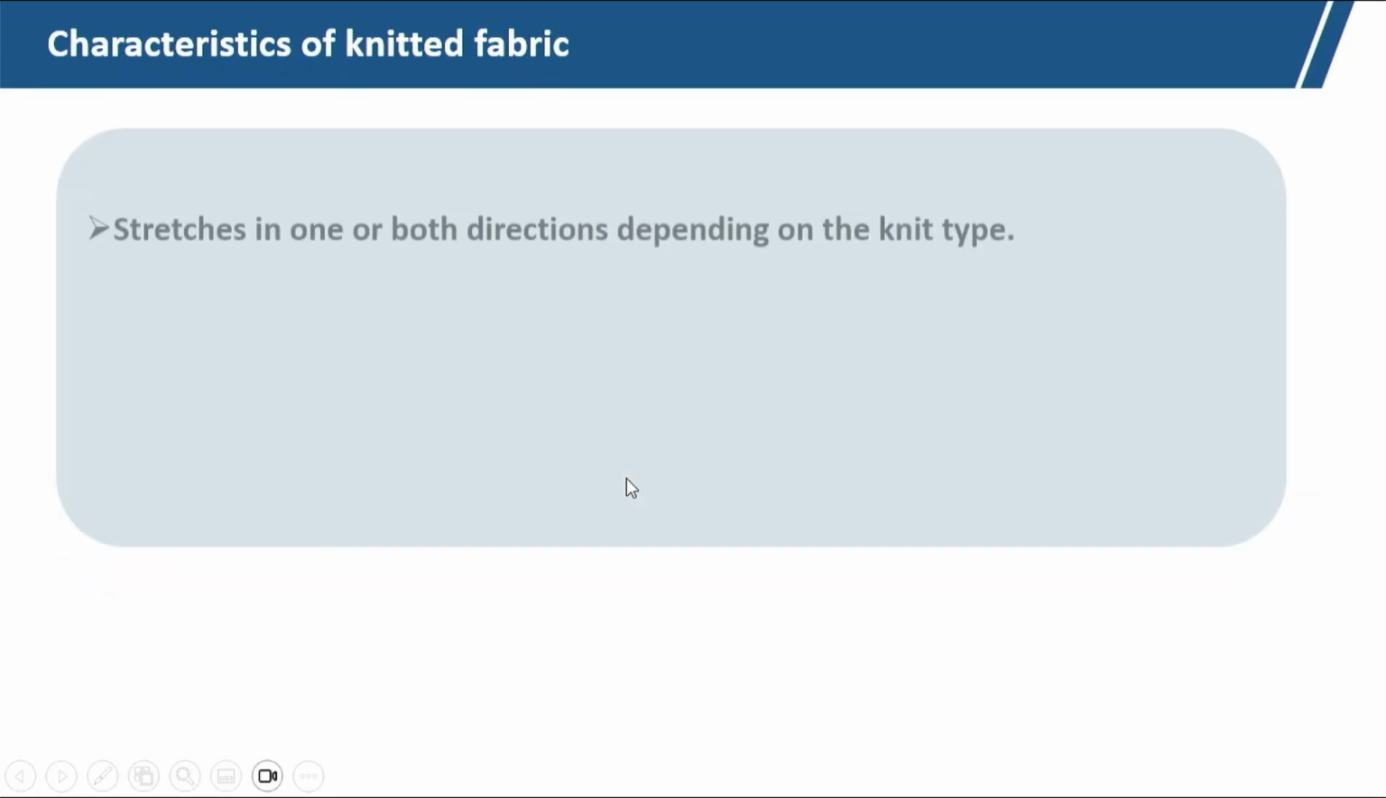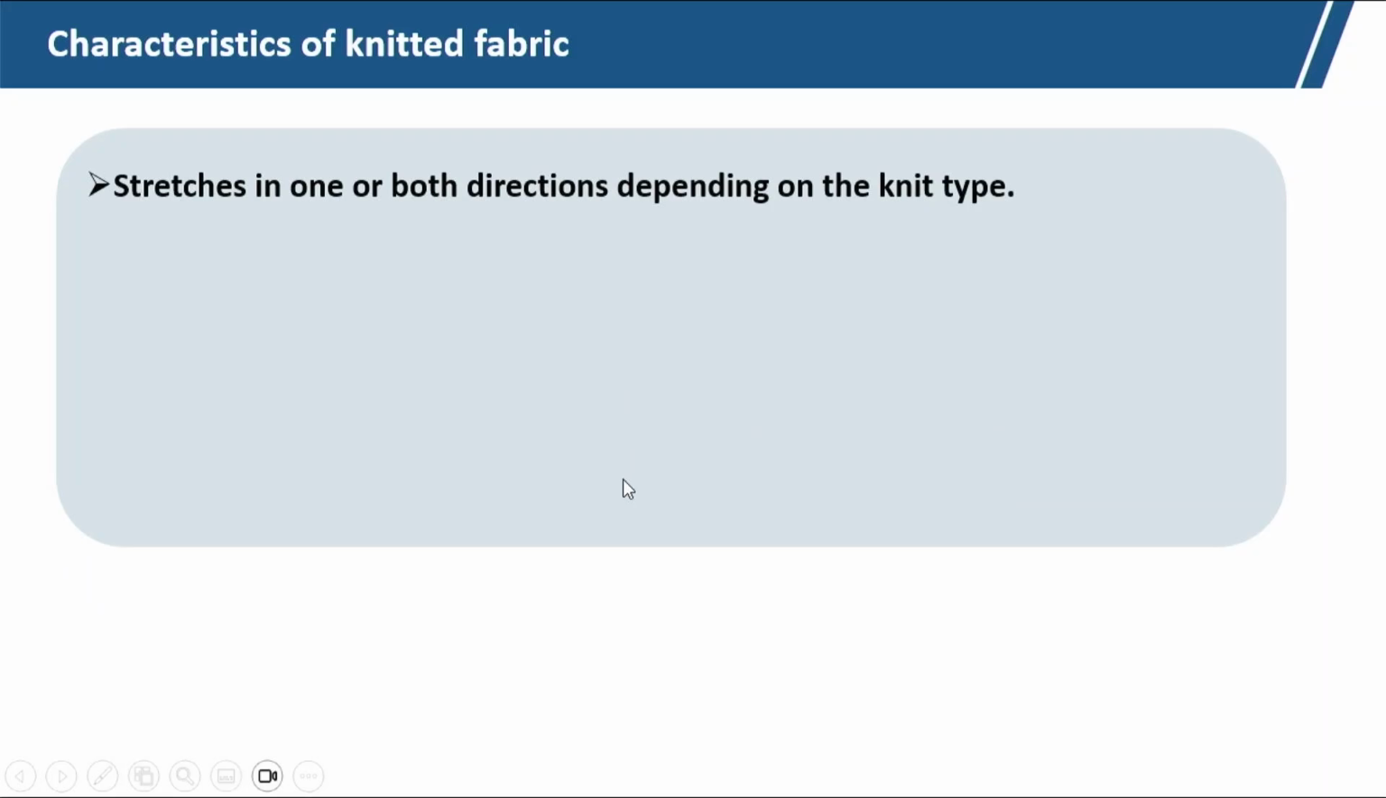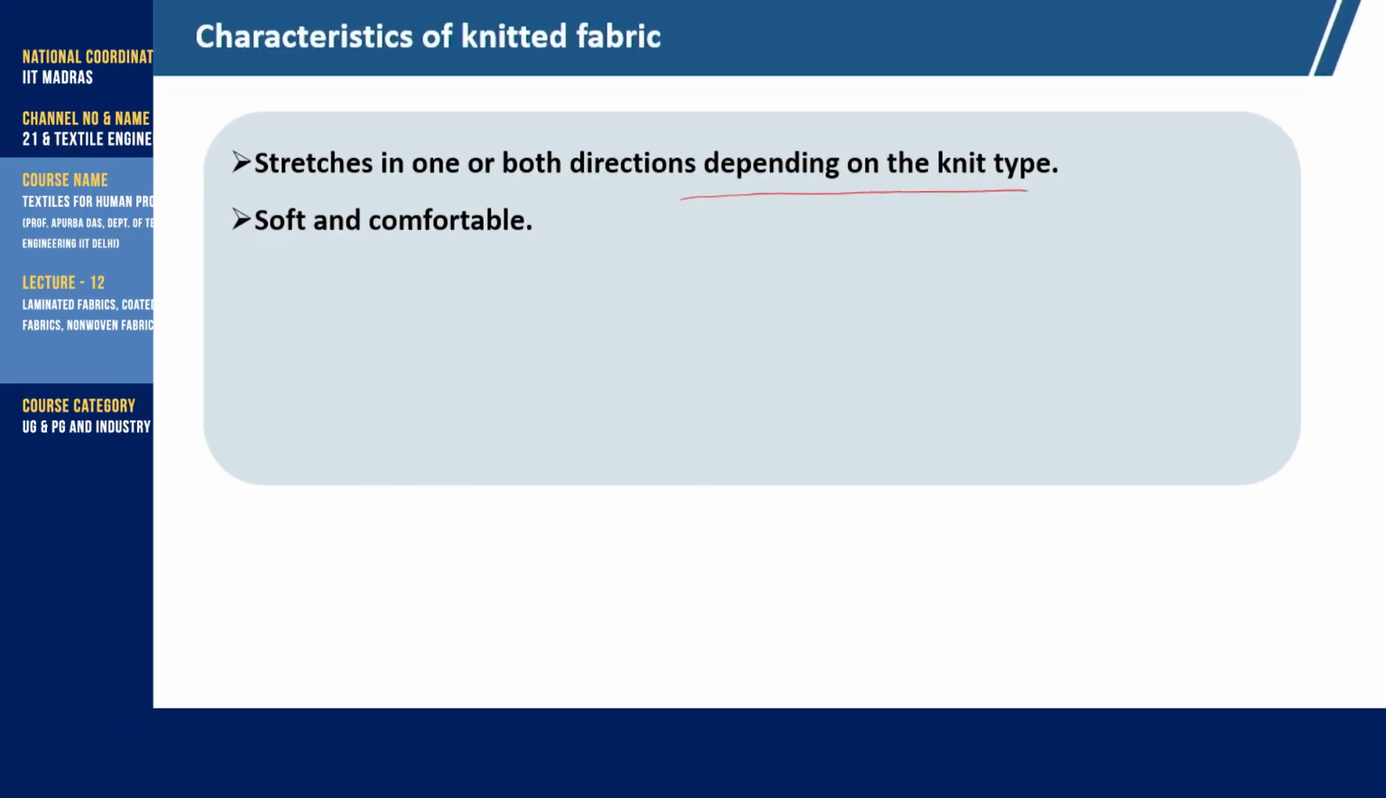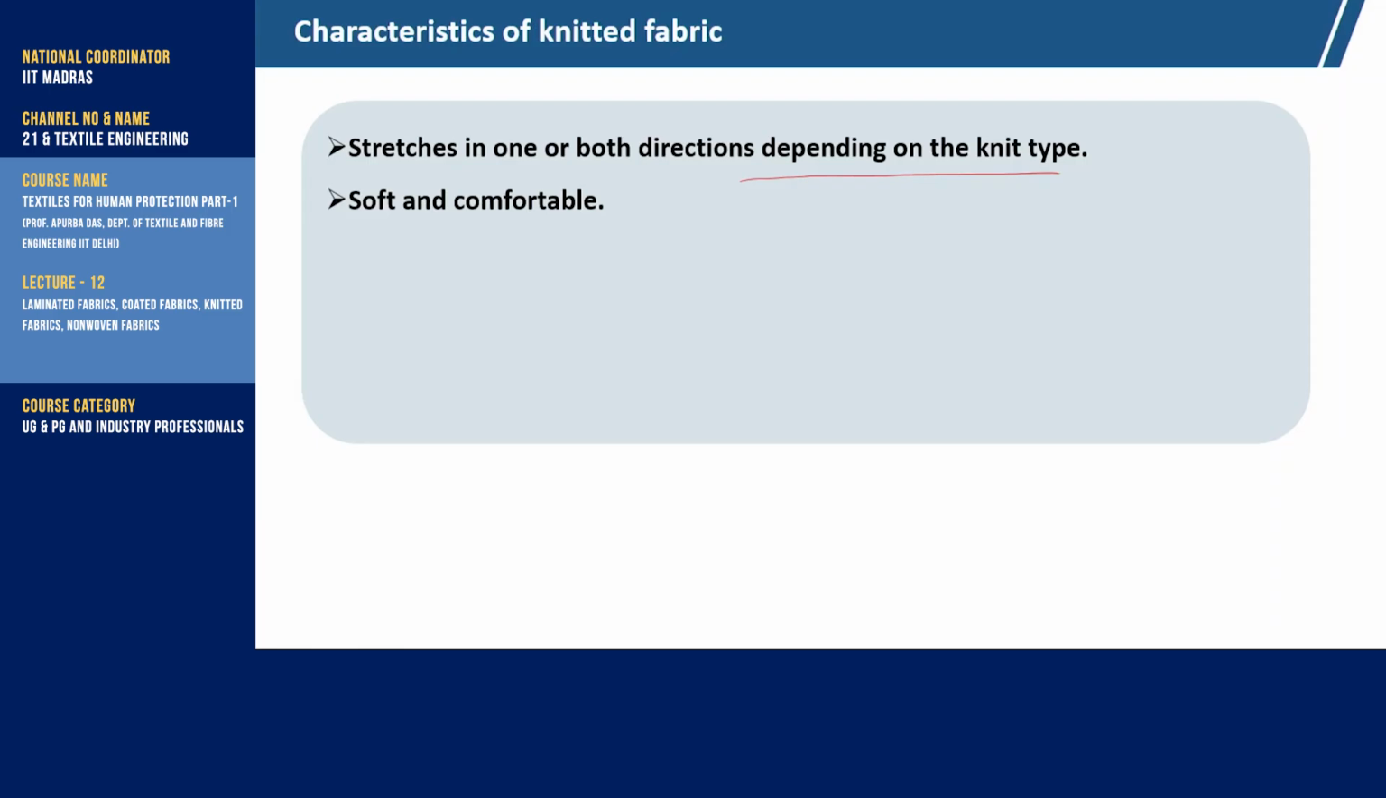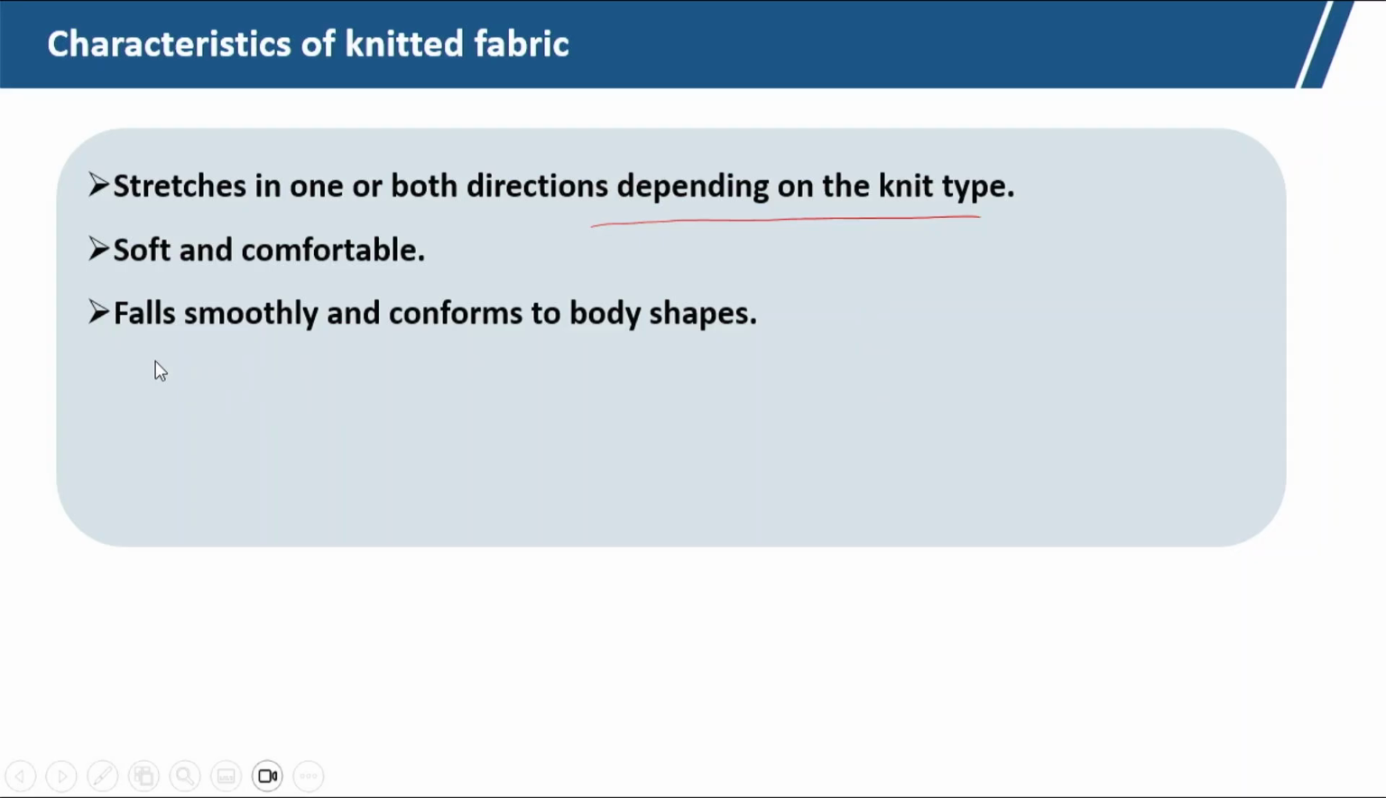Now, if you see the characteristics of knitted fabrics: they stretch in one or both directions depending on the knit type, and are soft and comfortable. As we have discussed earlier, for protective textiles where we need comfortable, soft and flexible fabric, knitted fabrics can be used wherever possible without sacrificing the protection level. It drapes smoothly and conforms to the body shape.